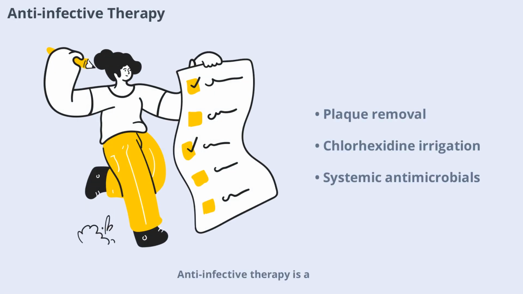Anti-infective therapy is a cornerstone of peri-implantitis management. This includes local plaque removal using plastic instruments or pumice, subgingival irrigation with chlorhexidine, and sometimes systemic antimicrobials for about 10 days. It's important to note that conventional steel or ultrasonic instruments are not suitable for cleaning implants, as they can damage the surface. Soft lasers are also being explored as a promising adjunct.